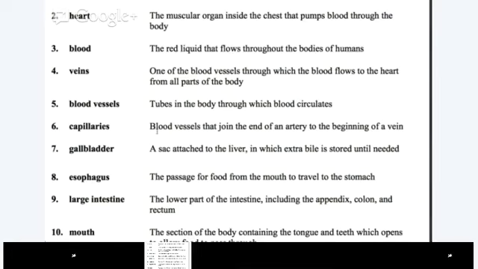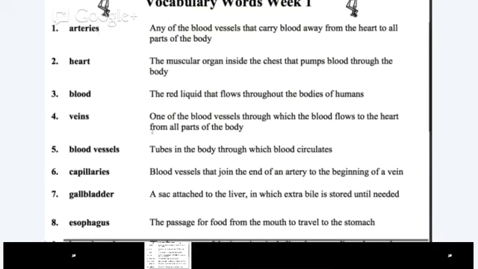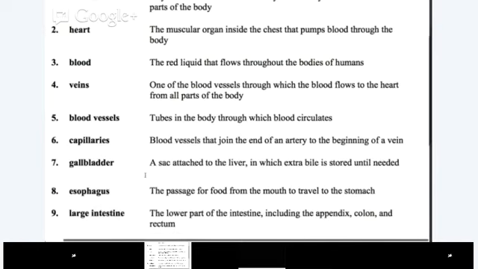Okay? So everybody understands the difference between arteries, veins, blood vessels, and capillaries. They all carry blood, but they all carry blood in a different direction and with different levels of oxygen and nutrients. Okay? Is that clear?